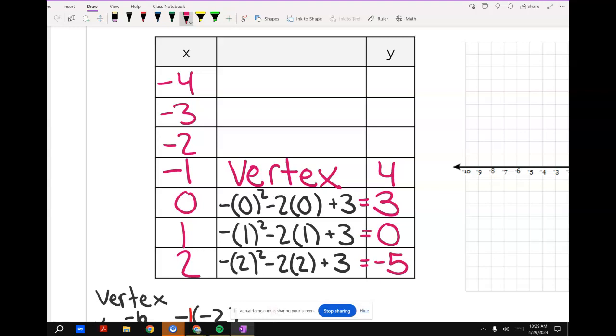So again, don't do more work than you have to. Don't plug in -2, -3, -4. Use the values you already made. All right, remember, it's symmetrical. This is like where our axis of symmetry is. So you gotta tilt your head and look sideways. These two should match up, these two should match up, and so on. So it goes a 3, a 0, and a 5.